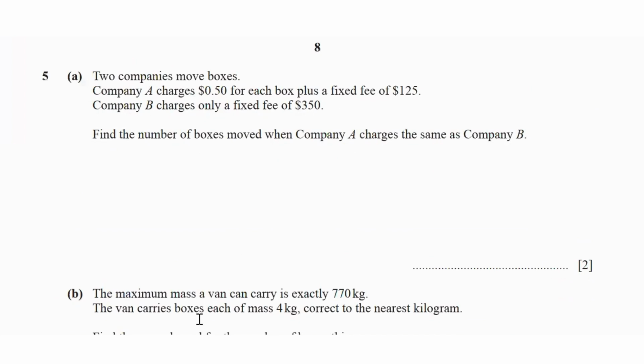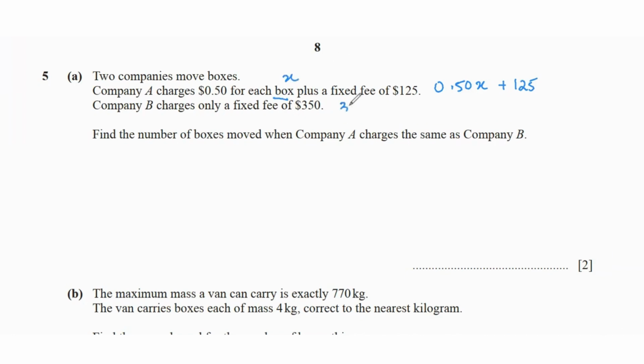Question 5 says two companies move boxes. Company A charges $0.50 for each box plus a fixed fee of $125. Company B charges only a fixed fee of $350. Find the number of boxes moved when company A charges the same as company B. So if you make an equation for company A, that's 0.50 times x plus 125. 125 is the fixed fee and the variable fee is 0.50 for each box. Box is x over here.